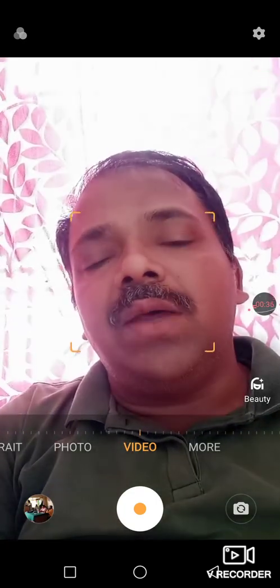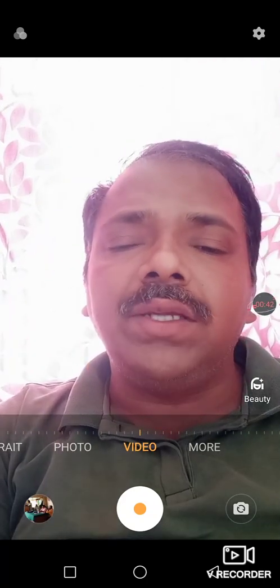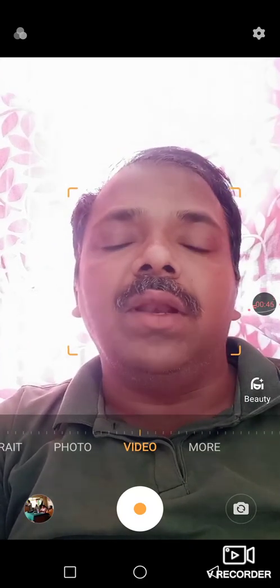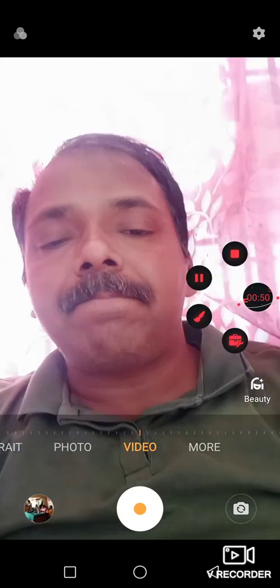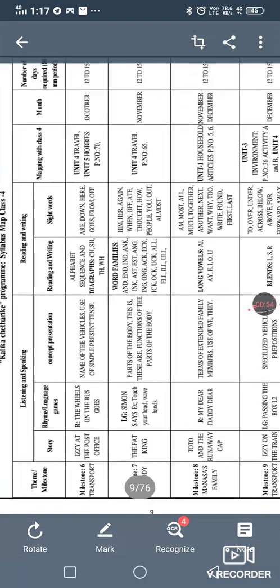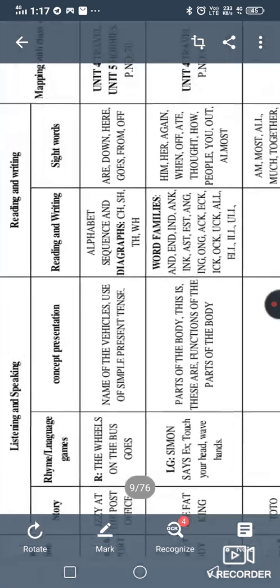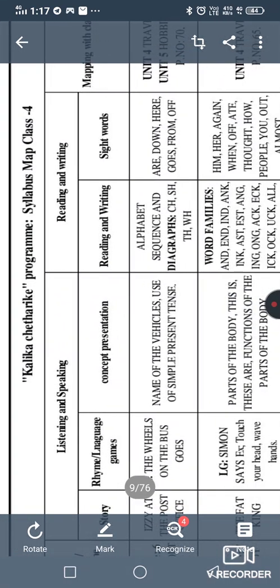So today I want to help all MRPs with how to introduce the syllabus map for class 4th at block level. Let's move now. So this is the syllabus map for class 4th. I want to zoom so that it is very clearly visible to everyone.